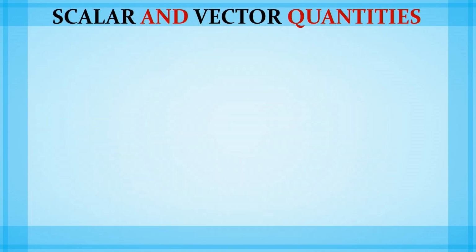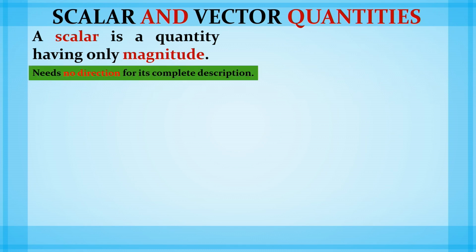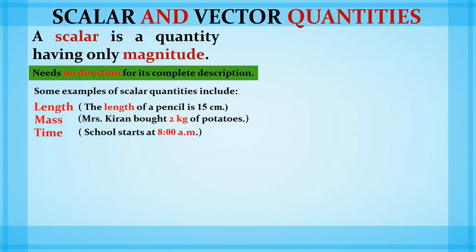Now, let's talk about scalar and vector quantities. A scalar is a quantity having only magnitude, which implies a scalar quantity needs no direction for its complete description. Some examples of scalar quantities include length. For instance, the length of a pencil is 15 centimeters. Mass. Example, Mrs. Kiran bought 2 kilograms of potatoes. Time. Here, school starts at 8 a.m.